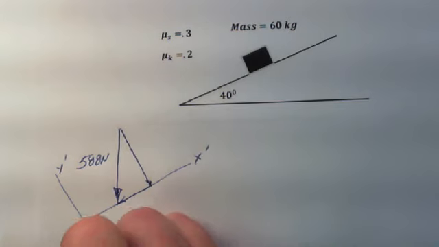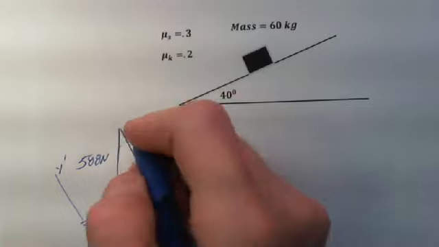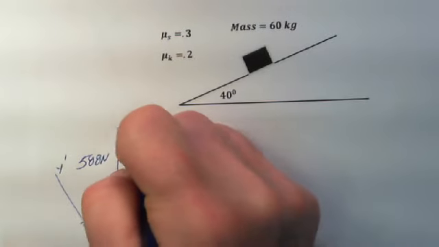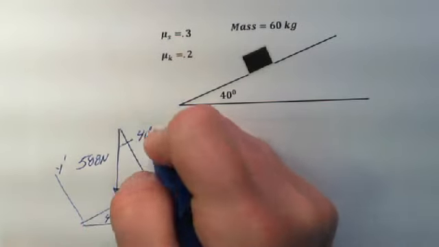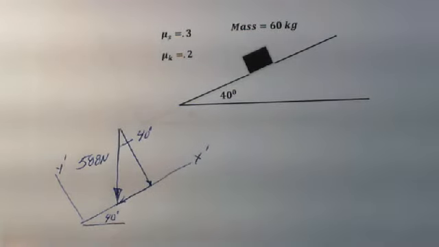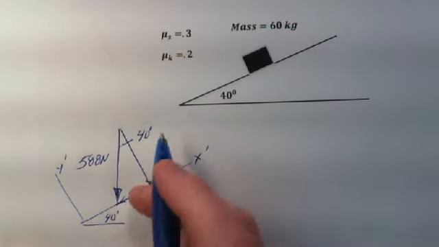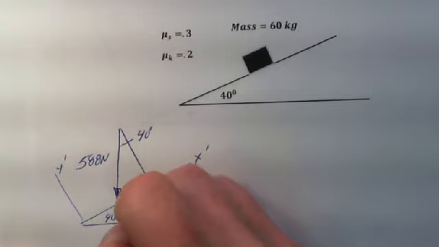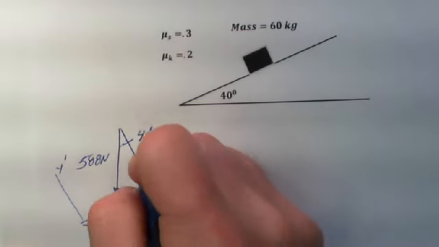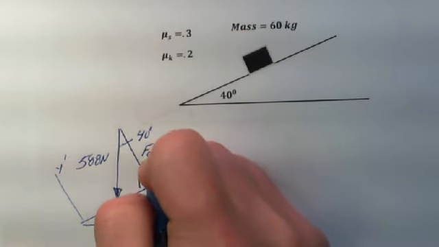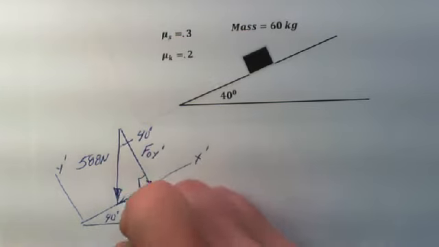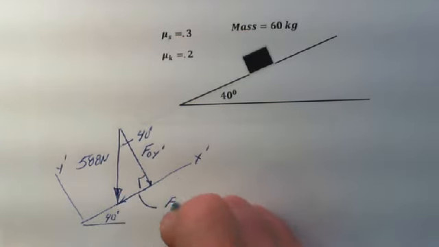Okay, and I'll just show this angle as being 40. If this is 40 here, this angle here has to be 40 as well. Prove that with geometry if you need to, but it's always going to be the case. Whatever this angle is, this angle here will always be the same. This will be a right angle. We're going to label this as the force of the object in the y prime direction, and we're going to label this as the force of the object in the x prime direction.